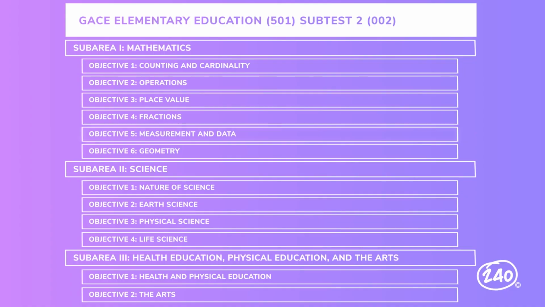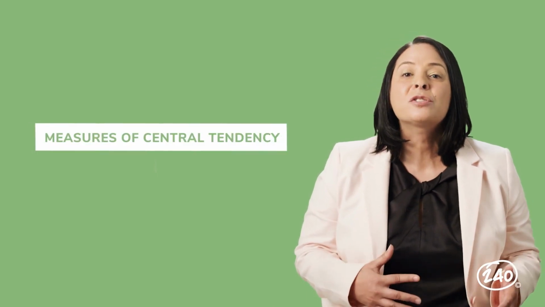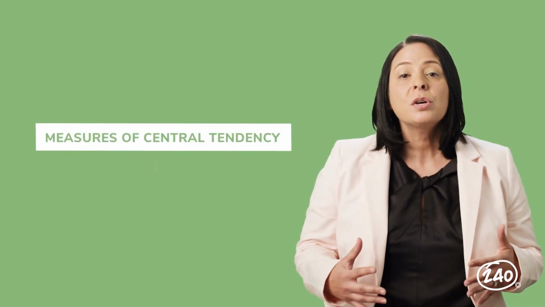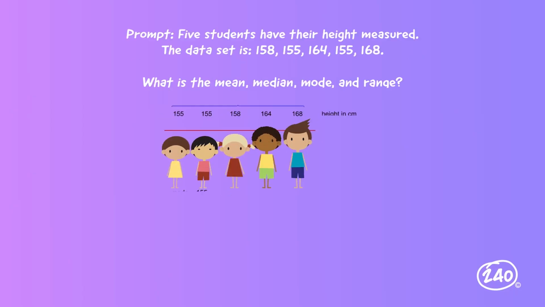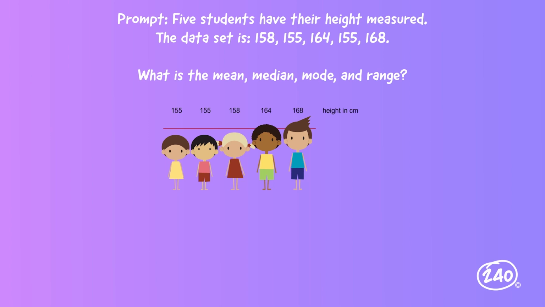Here we are at the 5th objective, measurement and data. A lot of what you'll see in the data section are the measures of central tendency. So we're talking mean, median, mode, and range. 5 students have their height measured. The data set is 158, 155, 164, 155, 168. What is the mean, median, mode, and range?